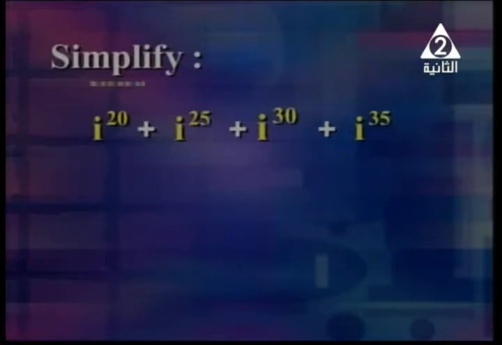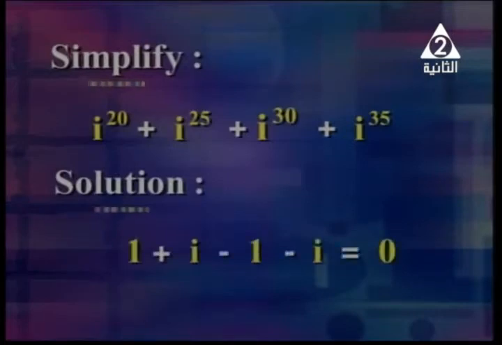Dear student, look at the solution. i power 20 equals 1. Why? Because 20 is divisible by 4. i power 24 equals 1. i power 25 equals i power 24 times i power 1. But i power 24 equals 1, then i power 25 equals i.